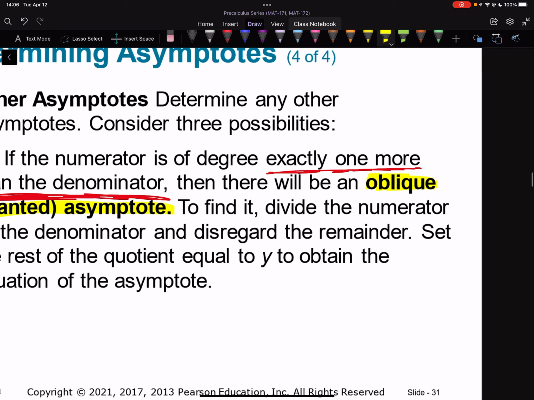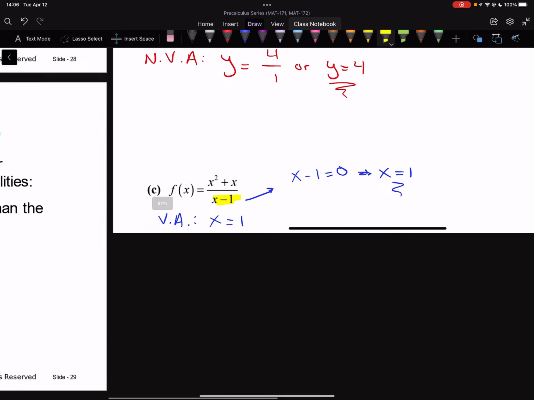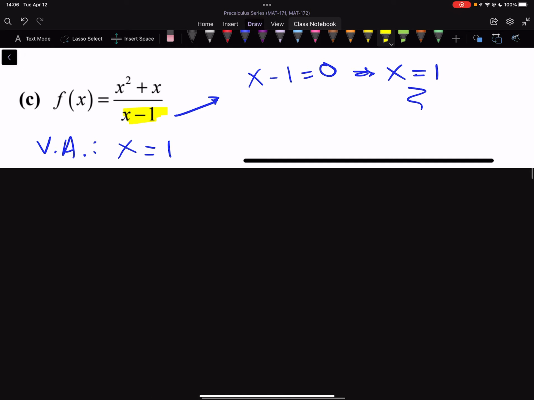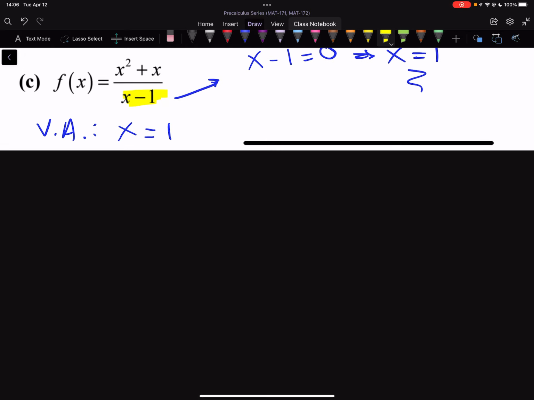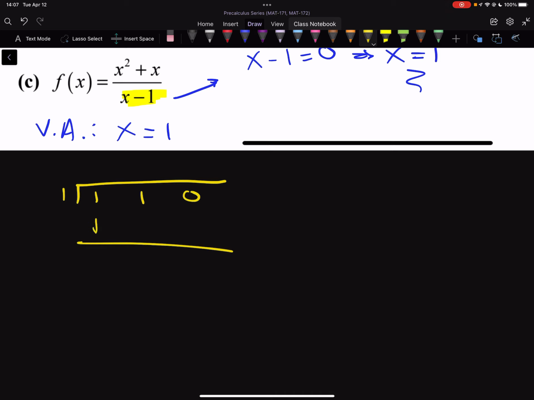All right, so let's look at part C over here, and we can see that the numerator is of 1 degree higher than the denominator. And the denominator is a linear factor, so that's going to aid us in dividing this, because we can just use synthetic division there. So let's go ahead and synthetically divide the numerator by the denominator. That k is going to be a 1, and then we end up with a 1 and a 0 for the equation of that numerator.